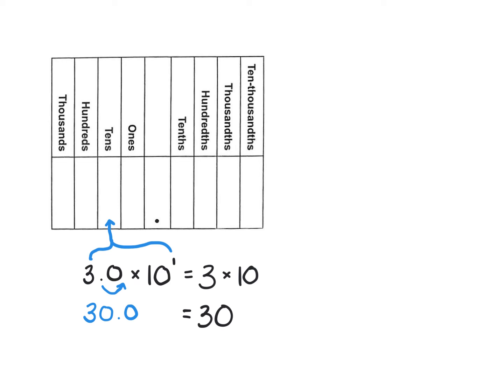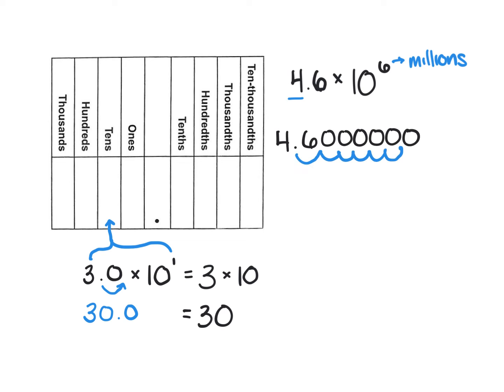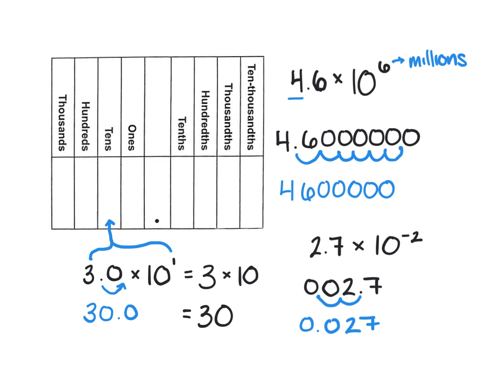What about 4.6 times 10 to the power of 6? In this case, the 4 should be in the millions place, so we move the decimal to the right 6 places. If the power of 10 is negative, then we move the decimal to the left because negative exponents are a different way of writing decimals. So 2.7 times 10 to the power of -2 becomes 0.027.